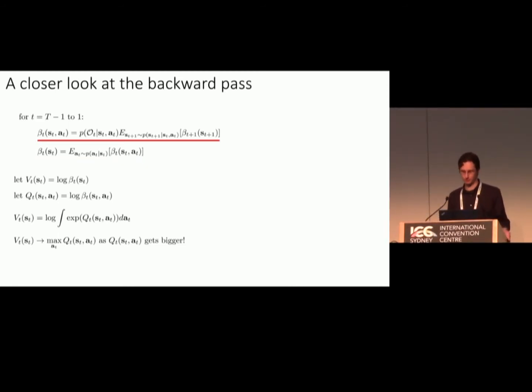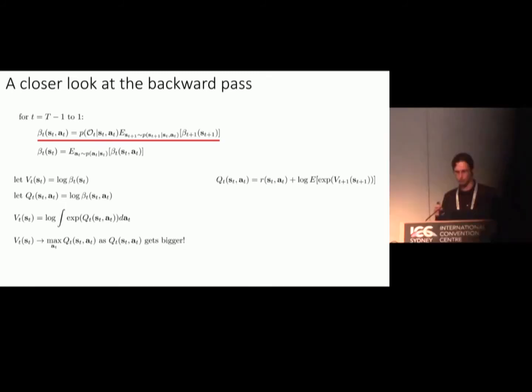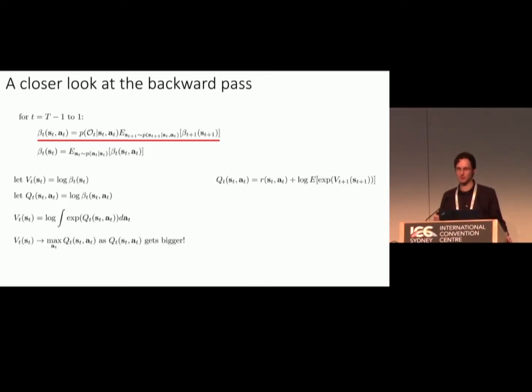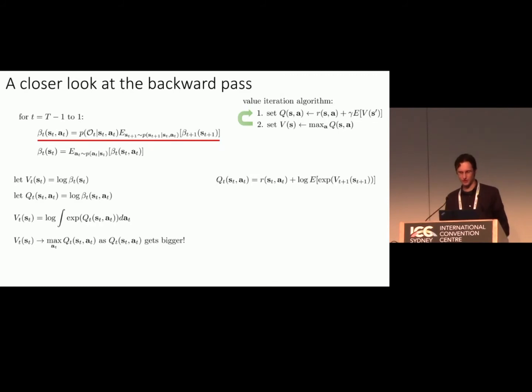Let's look at this first term. We can write it out in log space like this. The q value is equal to the reward plus the log of the expectation of the exponential of the next value. Well, let's now look at the value iteration algorithm. It looks kind of similar. The q value is the reward plus gamma times the expectation of the next value, but not exactly the same. In the deterministic case, where the states transition deterministically, the q value is just r plus the next v, and that's the same as in value iteration, which is interesting.